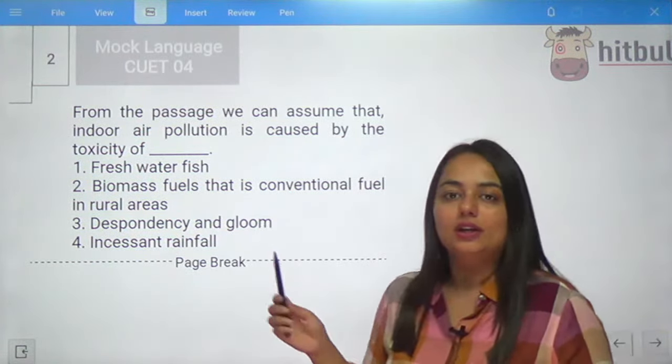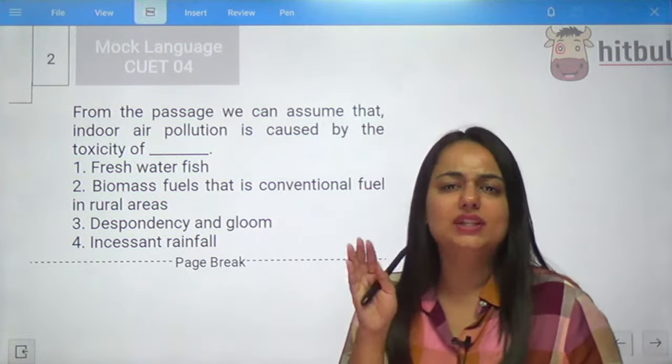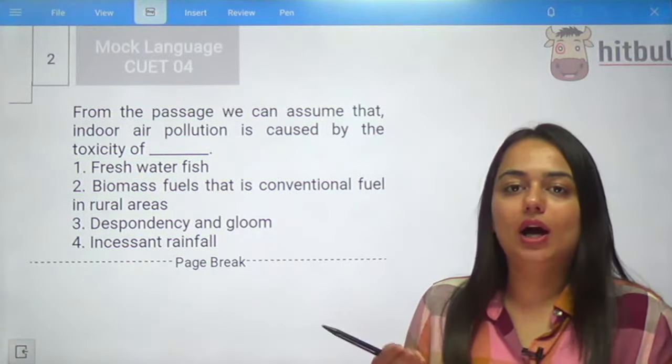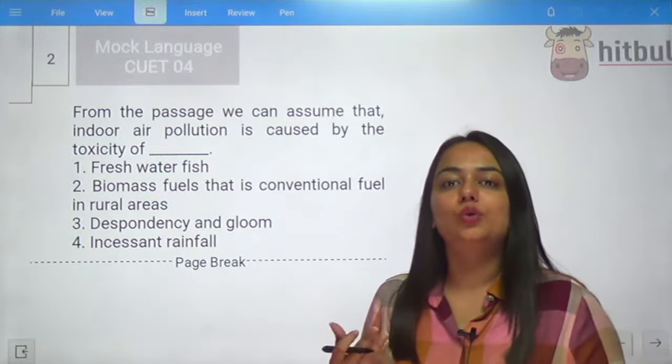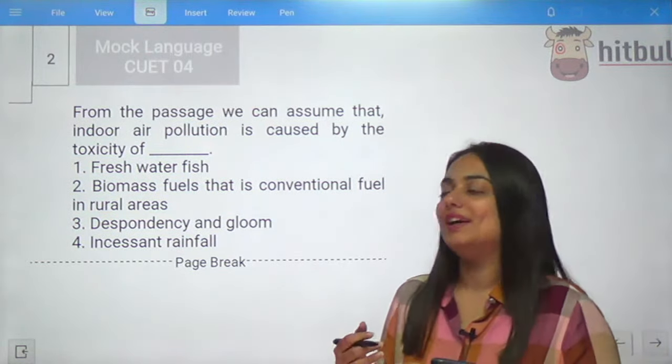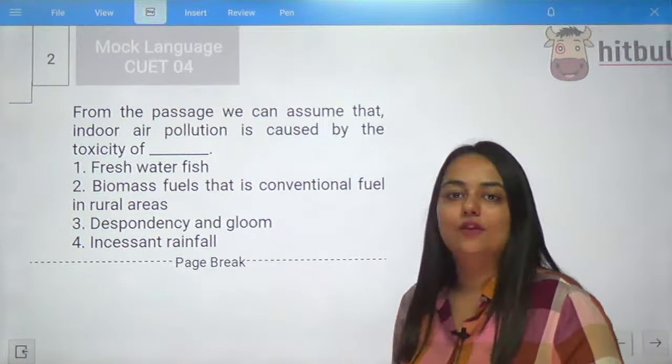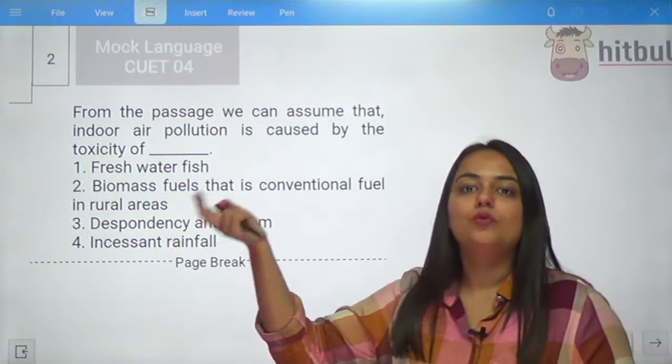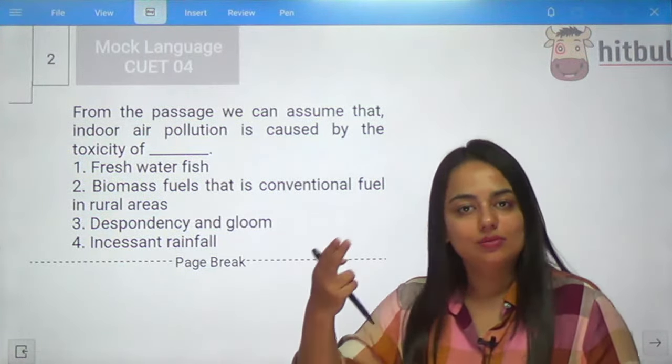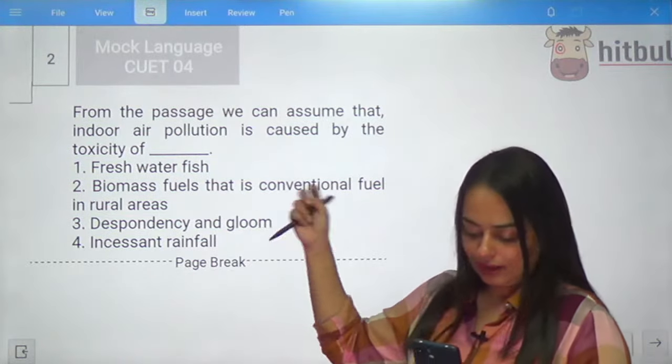Despondency and gloom. Despondency is a state of being very sad, gloomy. So आपके gloomy होने से या sad होने से air pollution increase नहीं होता. Incessant rainfall. Rainfall is outside the home. We are talking about inside pollution. So the only answer here is the second one.